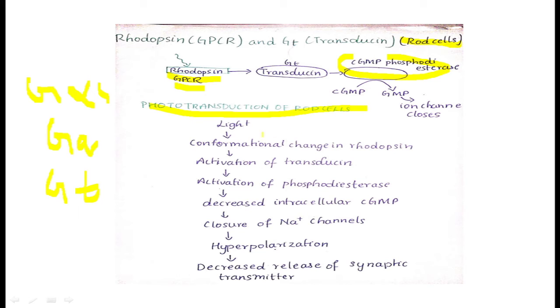What actually happens? First, light. Whenever light falls on this rod cell, there is a conformational change in the rhodopsin, which leads to the activation of transducin. Then we have activation of phosphodiesterase. What does phosphodiesterase do? It converts cGMP into GMP. This conversion of cGMP into GMP reduces the intracellular cGMP levels and it closes all the Na+ ion channels. It results in hyperpolarization and it will result in decreased release of synaptic transmitter, and that is how it helps in the transduction of signals.